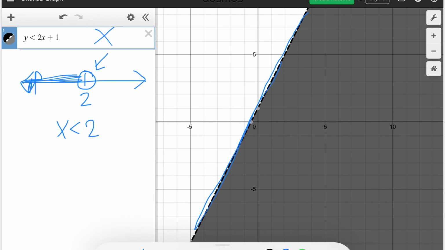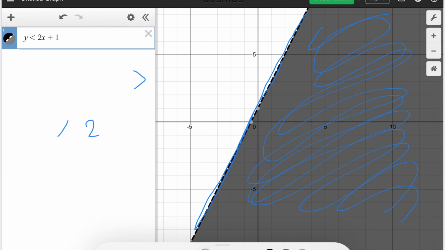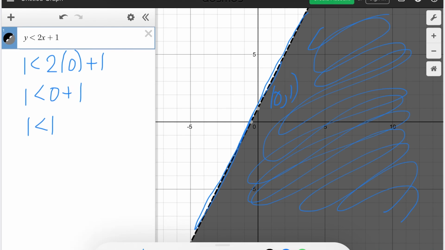The shaded area represents everything that would be shaded on your number line. Any point in this area will work for the inequality. And I'll show you that right here. So let's take a look at, first of all, a point on the line, like we had 0, 1. So if I put 1 in for y and 0 in for x, I get 1 is less than 1. That is not true. 1 is not less than 1. So that point does not work.